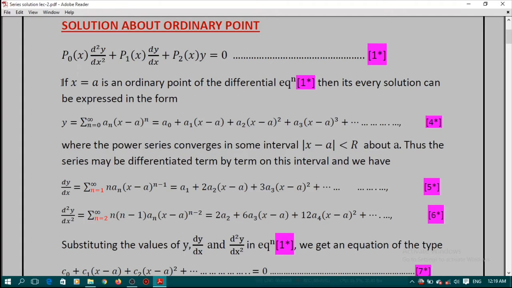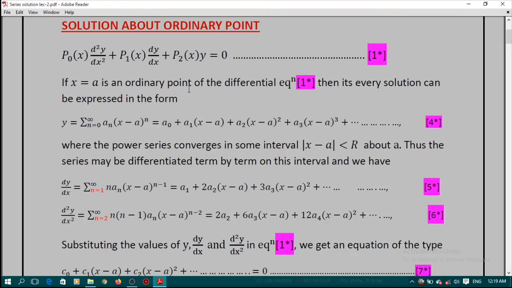Now, if x equal to a is an ordinary point of the differential equation 1, then its every solution can be expressed in the form y equals summation n running from 0 to infinity an into (x minus a) whole raised to n, that equals a0 plus a1 into (x minus a) plus a2 into (x minus a) whole square plus a3 into (x minus a) whole cube plus so on. This is equation number 4.